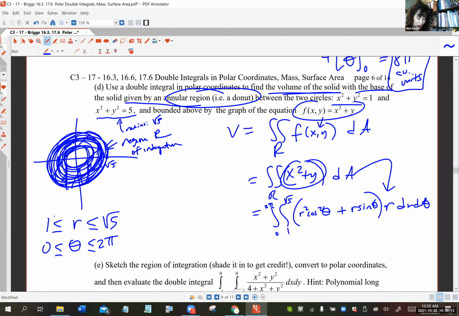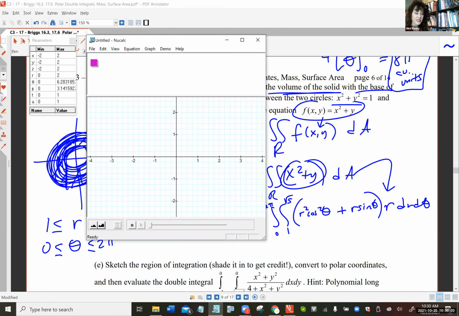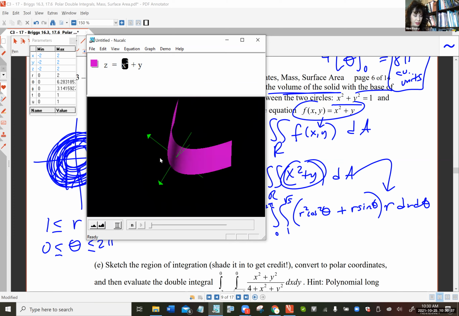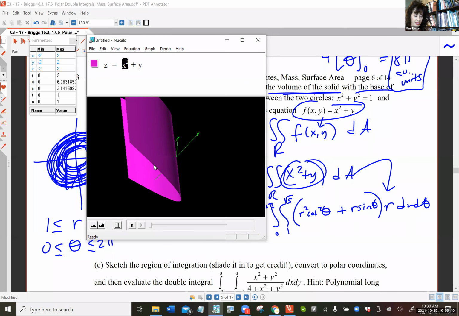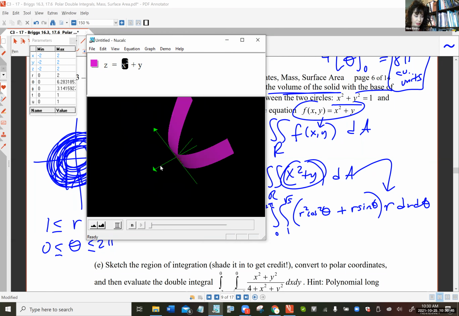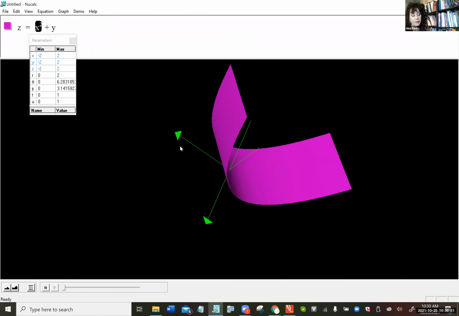Just for fun, let's go to our graphing utility here, and let's find out what that graphs as. I'm just curious. I want to know what that capping surface looks like. z equals x, whoops, I blew it, x squared plus y. What the heck? Whoa, stop spinning. Okay, so that kind of looks like a cylindrical surface, well, sort of cylindrical anyway. So that's the capping surface for this particular solid.